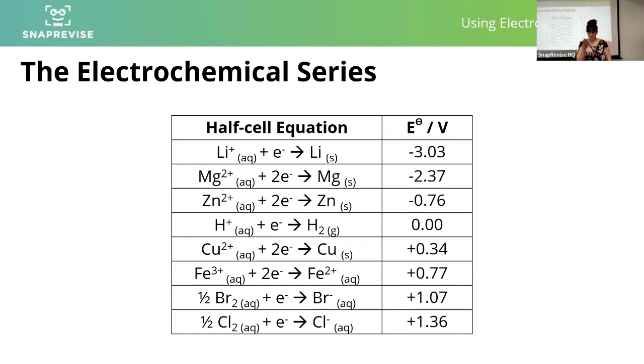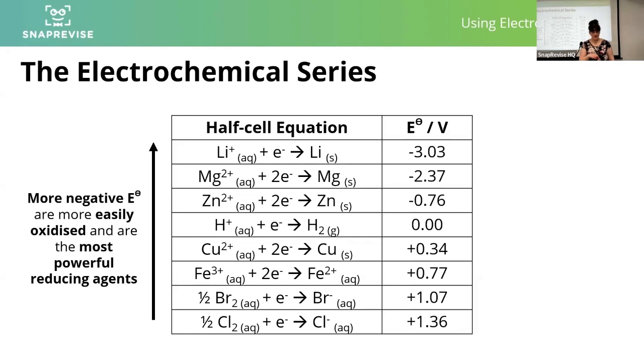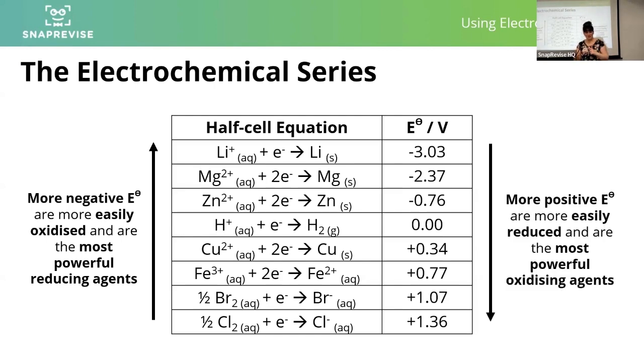But if we do sort them from least positive to most positive, then we can discuss the trends that are happening with that. So as we've said, the more negative the E cell, the more easily oxidized something is. I actually think about it again in the reverse. The more positive the E cell, the more easily reduced they are. Again, we can link this back to stuff we looked at briefly earlier, which is oxidizing agents and reducing agents.